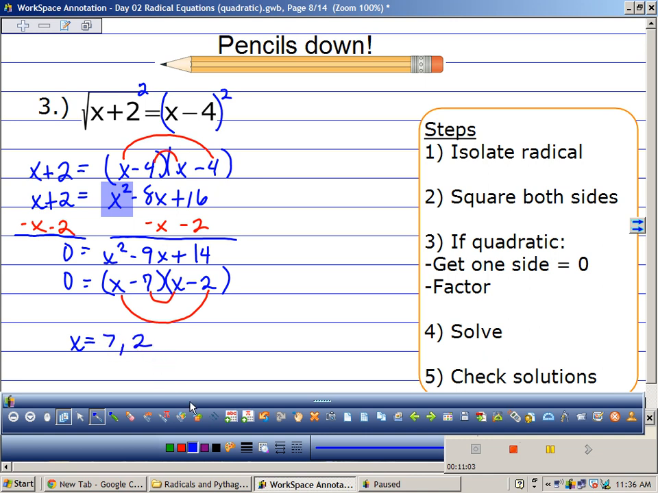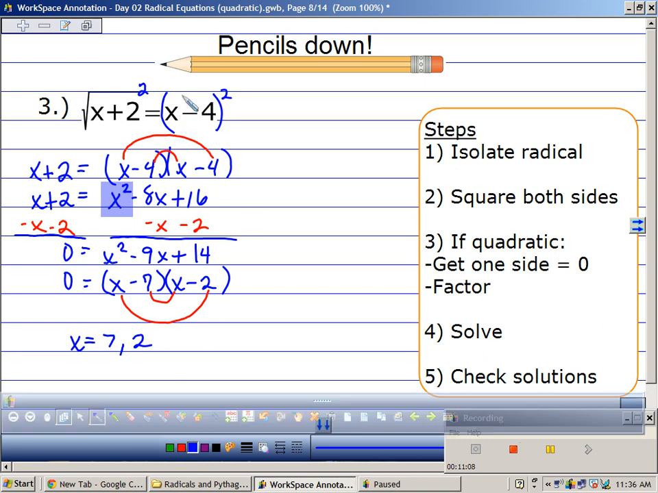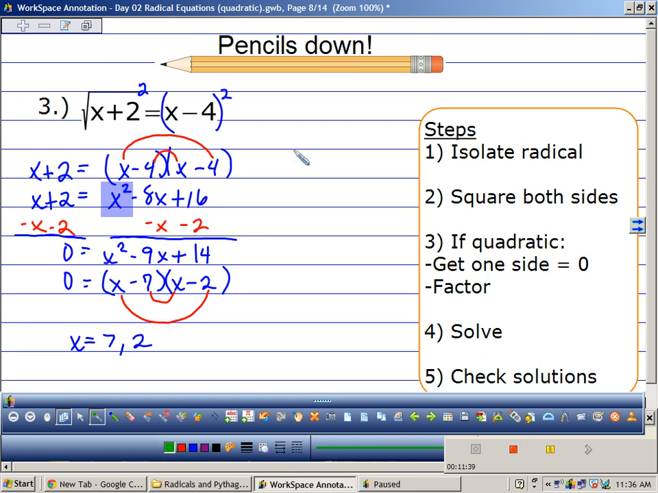7 and 2. I wonder which one will work. Take a look at it. If you were to plug 7 in here and 2 in here, which one do you think would not work? 2. Why wouldn't 2 work, Katie? Because 2 minus 4 is negative 2, right? So shouldn't we try the other one first, the 7? So let's try 7.